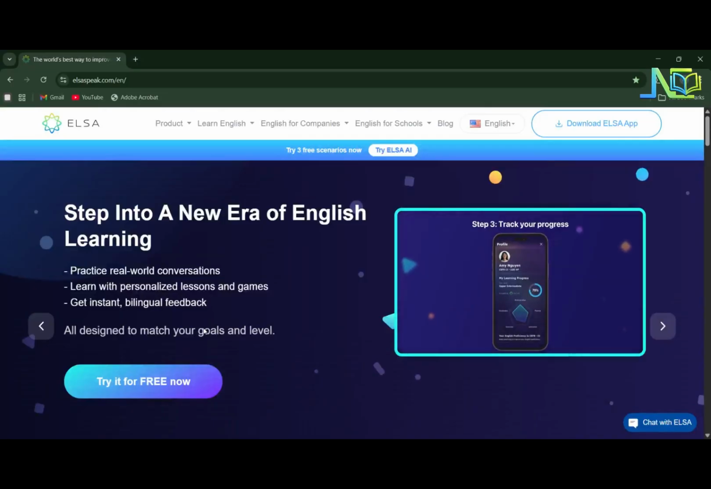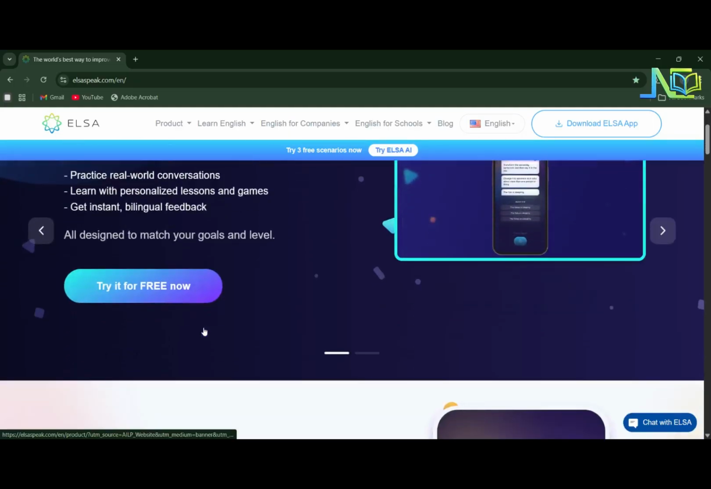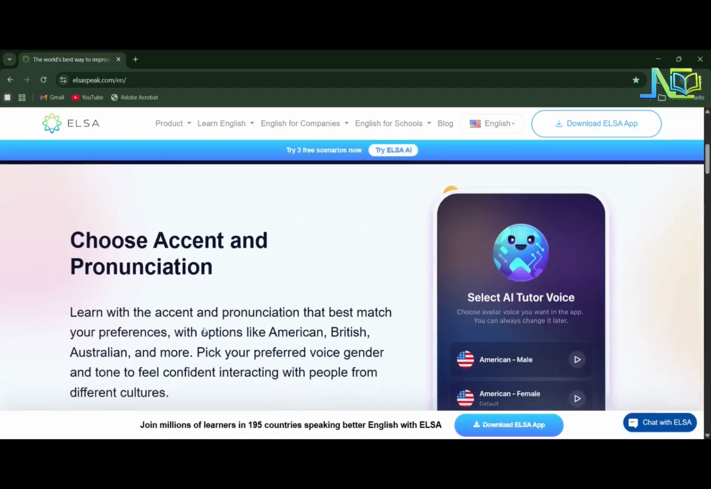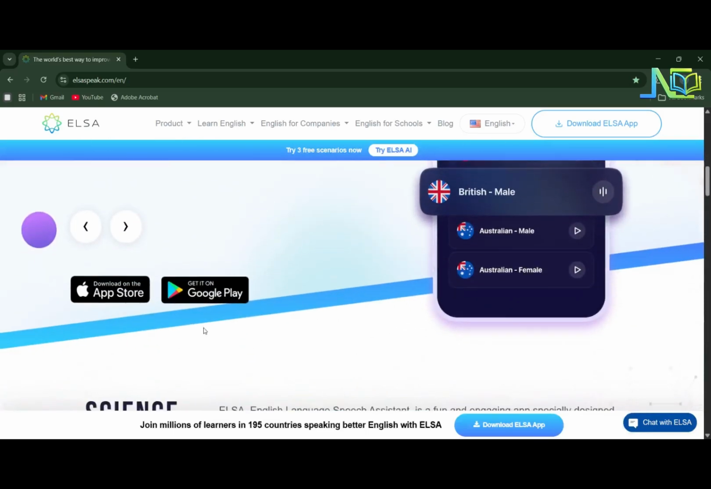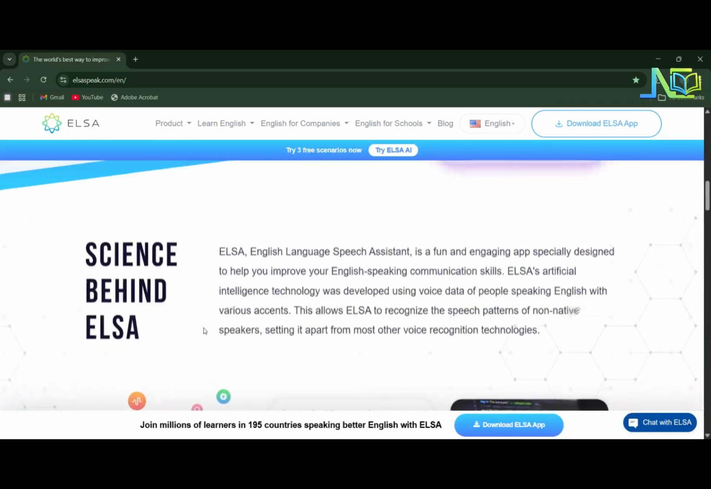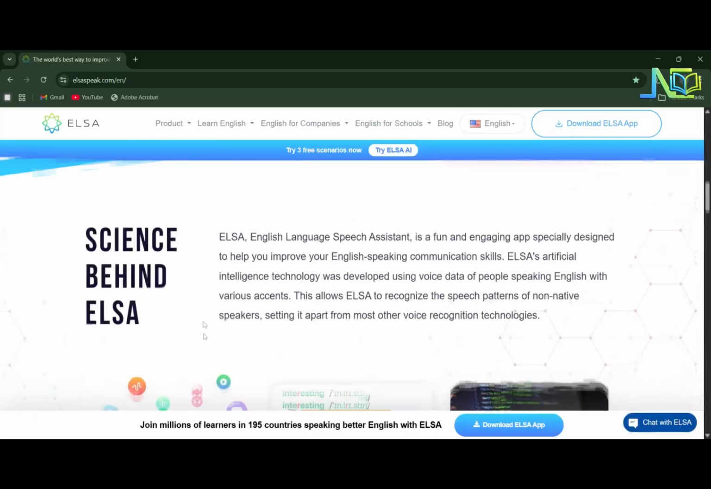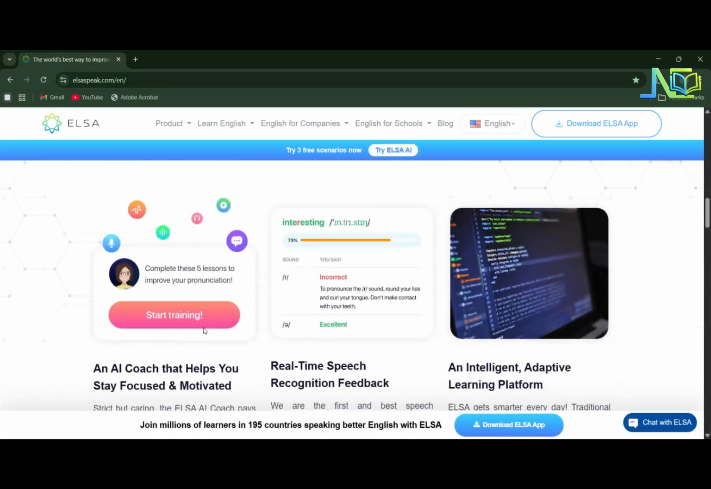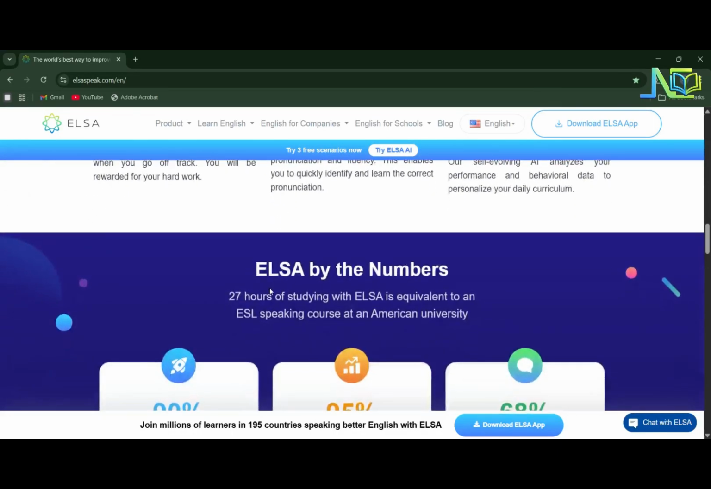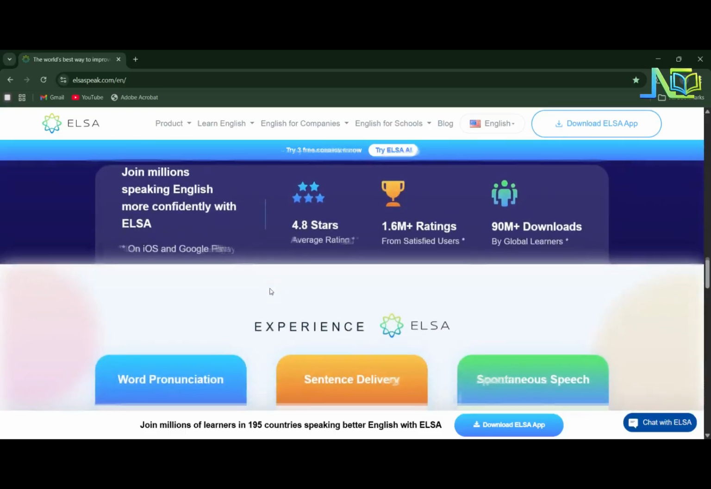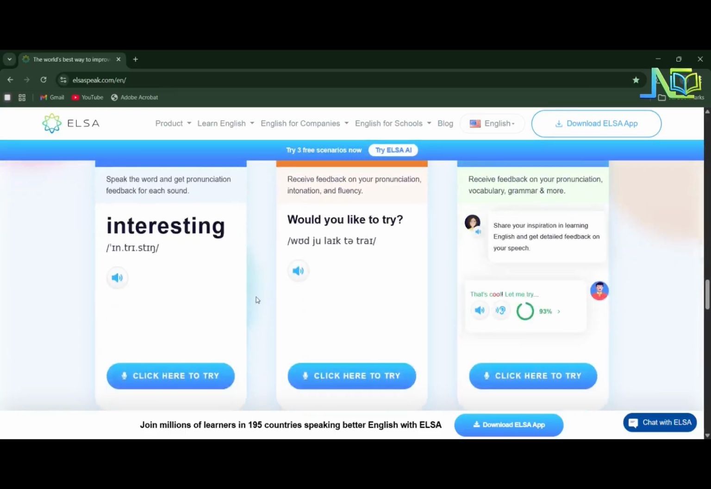Now, let me take a moment to describe what you'll see when you visit ELSA's website. The homepage at elsaspeak.com/en positions ELSA as the world's best way to improve your English speaking. It's a clean, modern interface built around a powerful AI English coach. The site highlights 3 core capabilities: real-world conversation practice, personalized lessons with interactive games, and instant bilingual feedback, all designed to match your specific goals and level.